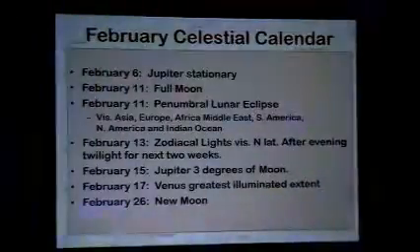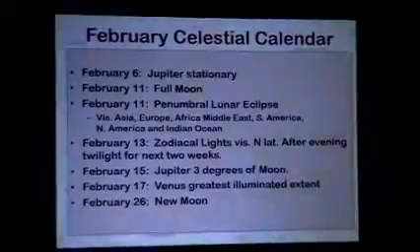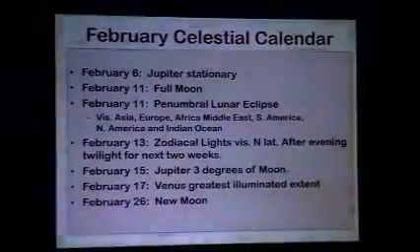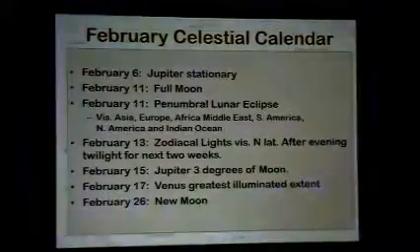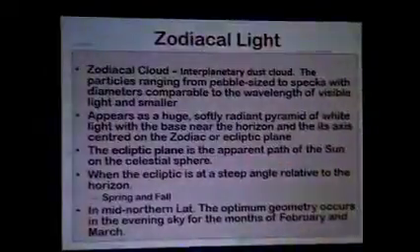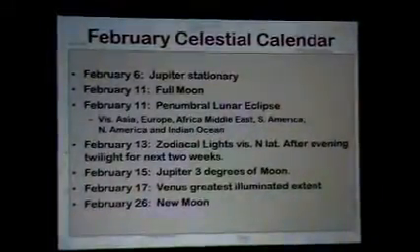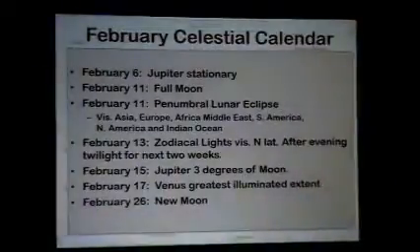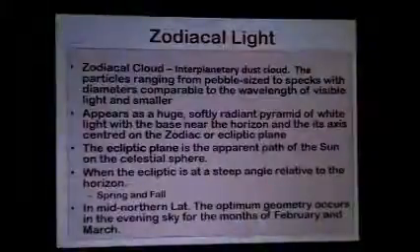Next, on February the 13th, for the next 2 weeks, we have the zodiacal lights, which is pretty nice. And it makes it pretty easy because now it's in the evening, just after sunset. Makes it really easy to view. Of course, as I mentioned before, Venus should be pretty bright on February the 17th. And of course, we have the moon on the 26th.